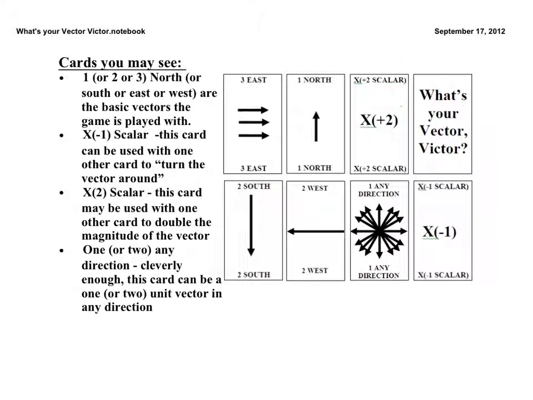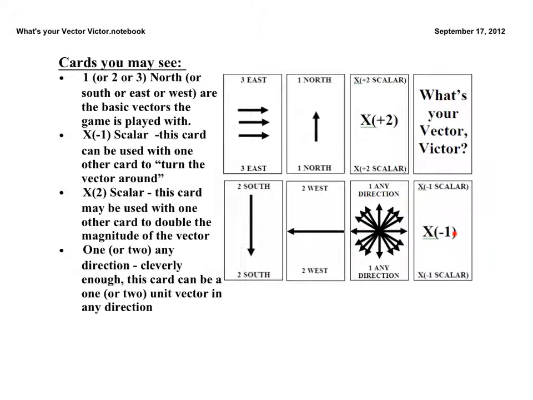Okay, what I'm more interested in showing you here is the scalars. A scalar is simply a multiplier. Okay, so if you were to combine this 2 plus 2 scalar with 3 east, you would have 2 times 3, 6 east. Okay, if you combine the 2 scalar with 2 west, you would have 4 west.